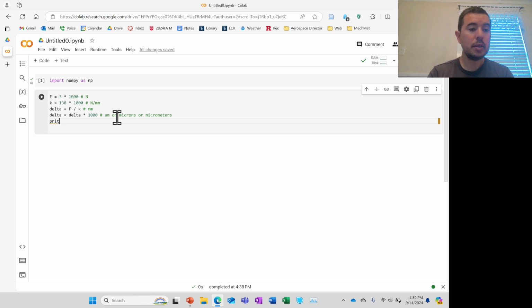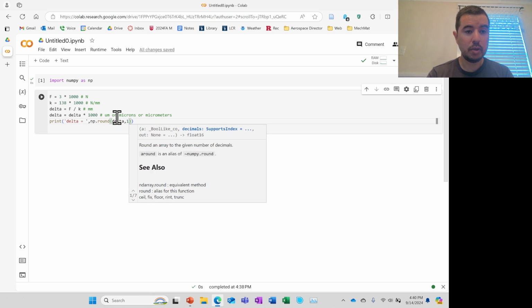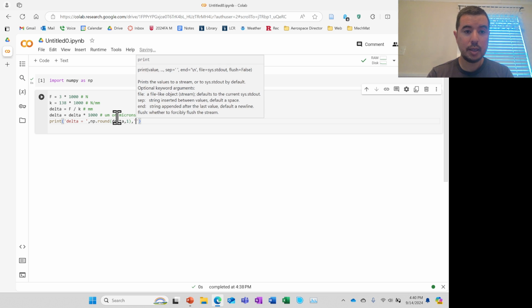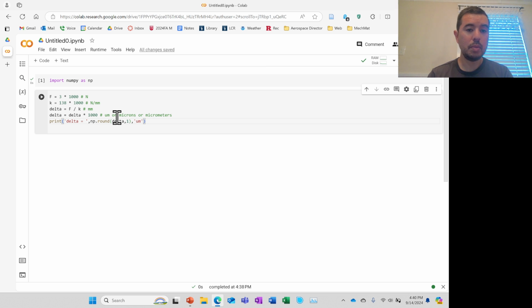And then we can print delta, or maybe lowercase. That's fine, doesn't matter. Like this, and one decimal place will be fine. And what are the units? Well, these should be in microns, just like that. So we hit Control Enter, and voila, we see that it's 21.7 micrometers, just like we got on the previous slide. Thank you.